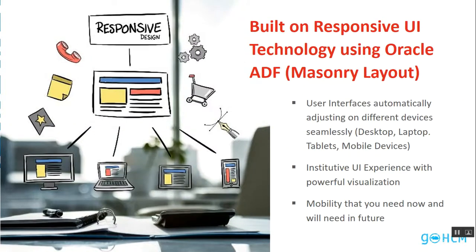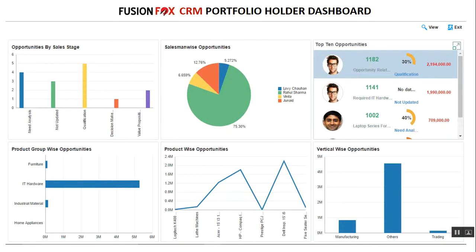The FusionFox ERP is developed on a machinery layout. The machinery layout is a responsive layout. It's an intuitive UI experience with powerful visualization tools. When we speak about visualization, we speak about data visualization templates, your DVTs. These are graphics that pick up information from all across the application and give the senior management a bird's eye view of all operations from a business group or an organization.